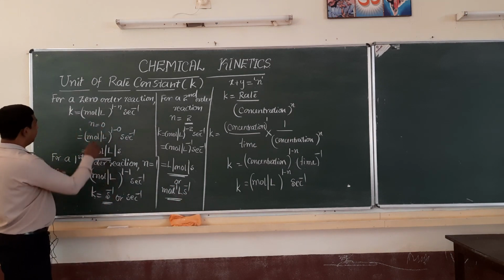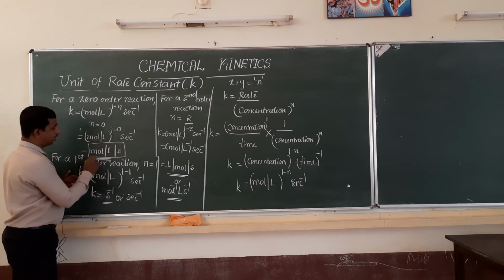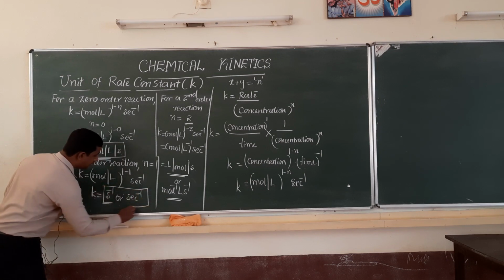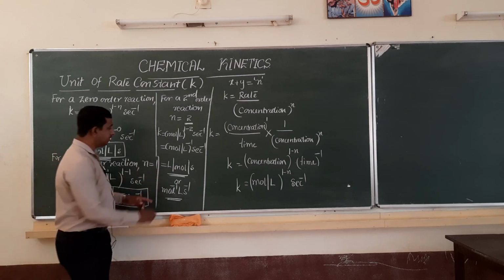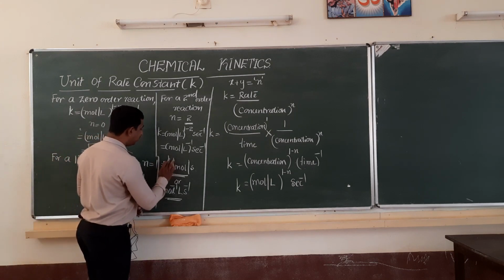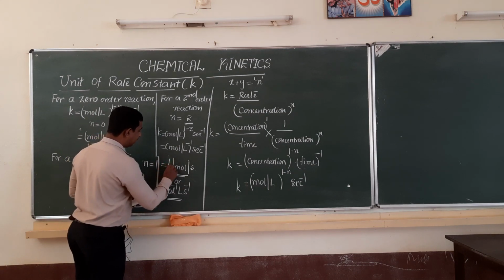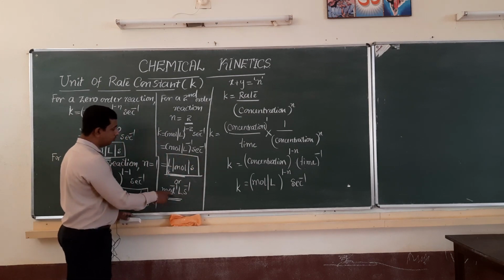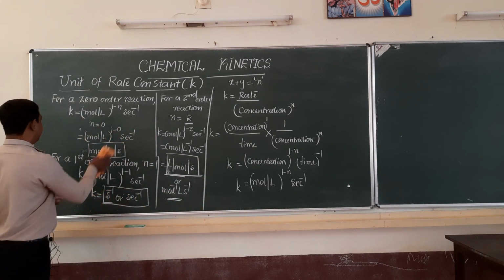So the unit of rate constant for a zero order reaction is mole per liter per second. For a first order reaction, it is second inverse. For a second order reaction, the unit of rate constant K is liter per mole per second, or mole inverse liter per second. Hope it is clear.